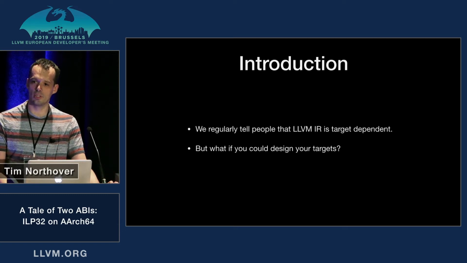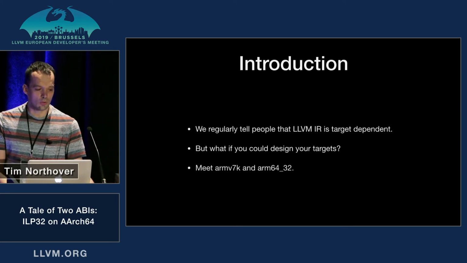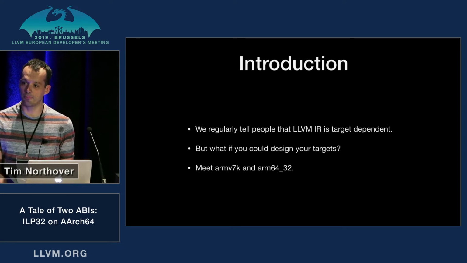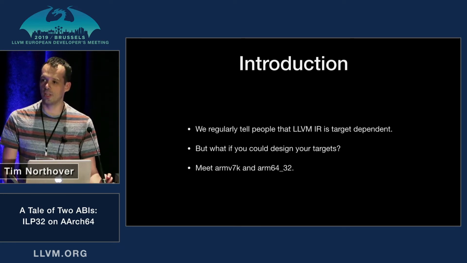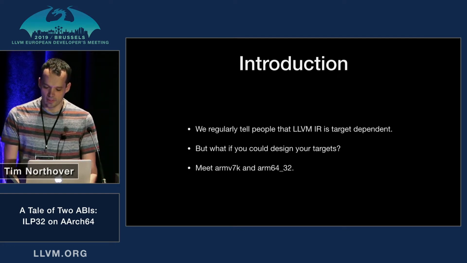If you can carefully define both of your ABIs and platforms at the same time together, you can overcome this and make it so that you can take IR written for one ABI, in our case ARMv7k 32-bit ARM, and feed it into the ARM64 backend, also targeting an ILP32 platform, and produce compiled output that's compatible with all the existing libraries and frameworks and software.